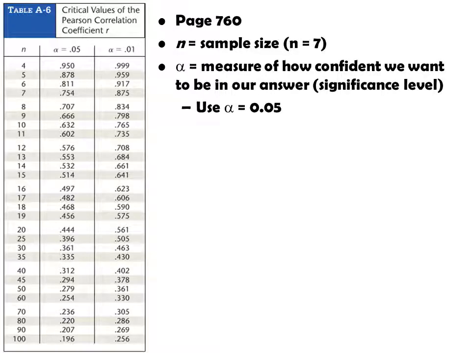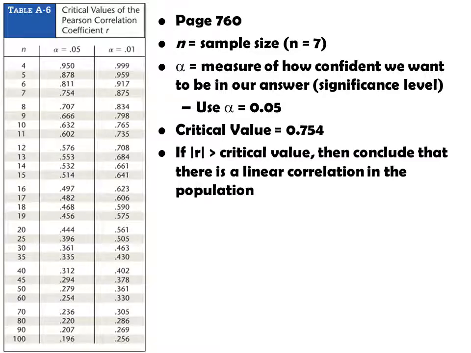Now, alpha. We're going to see this letter alpha quite a bit later on this semester. Alpha is a measure of how confident we want to be in our answer. It's what's called the significance level. And the smaller alpha is, the more confident we are. That seems a little bit contradictory, but that's the way it works out. The default value for alpha is 0.05, so that's what we're going to use here. This number, alpha equals 0.05, is one we'll see a lot of later on in the semester. This is our first look at it. So we're going to use that middle column labeled alpha equals 0.05. If we go down that column to row N equals 7, we see the critical value of 0.754. So there's our critical value.